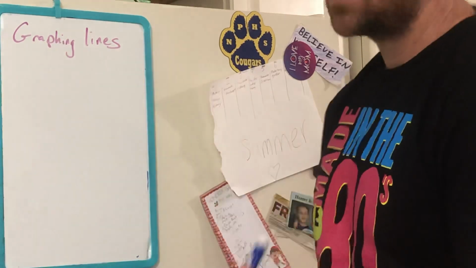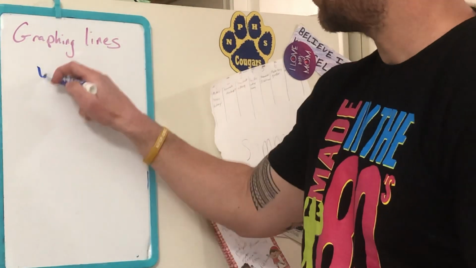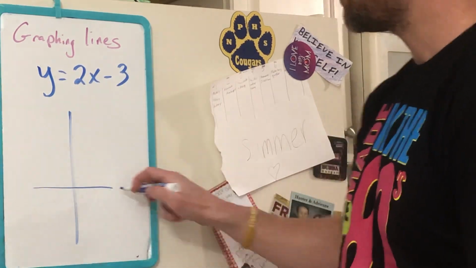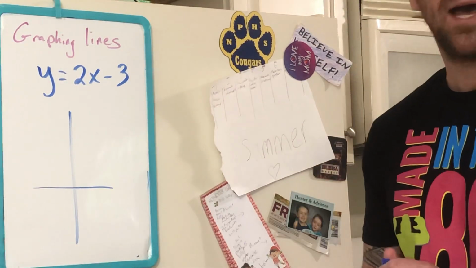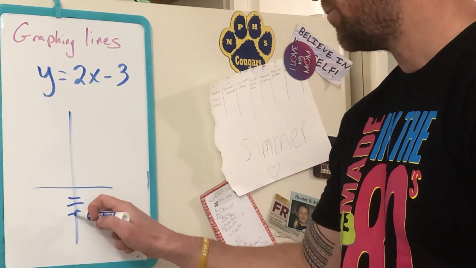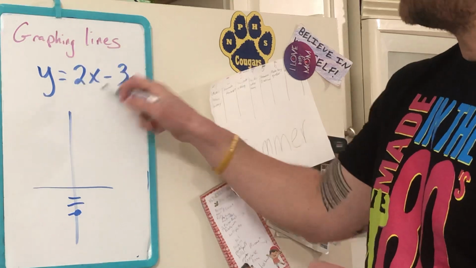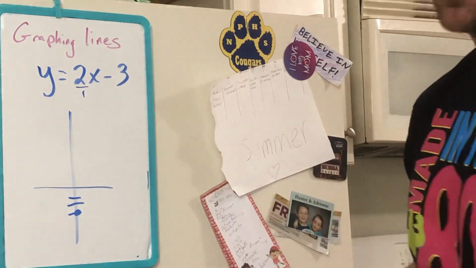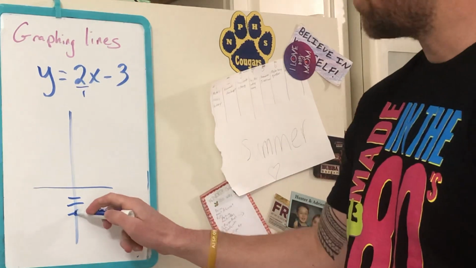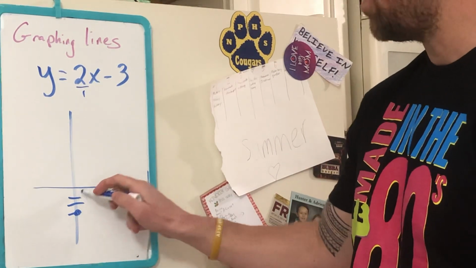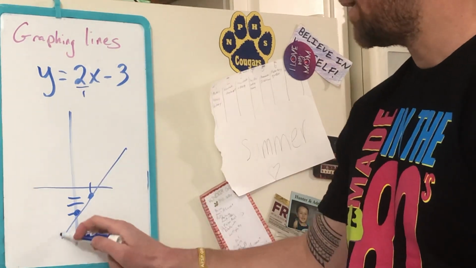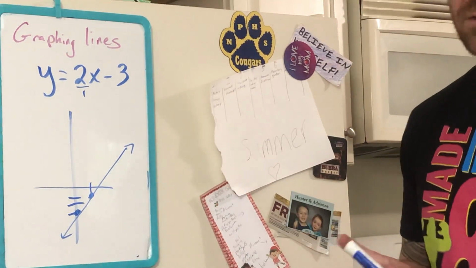The next line I want to go over is y equals 2x minus 3. So this one I do have a y-intercept, that's -3. So I go down 3. And then this slope is 2, so I got to make it 2 over 1 because it needs to be a fraction, rise over run. So from my y-intercept, I go up 2 over 1, rise over run, and then I connect my 2 points.